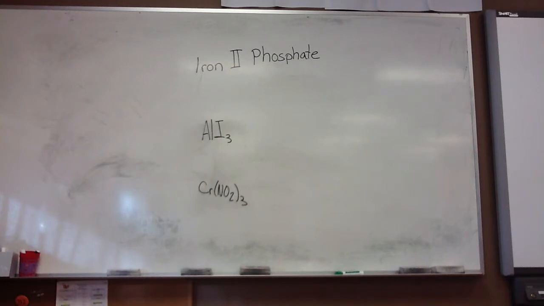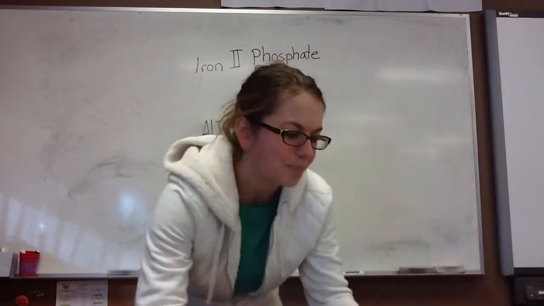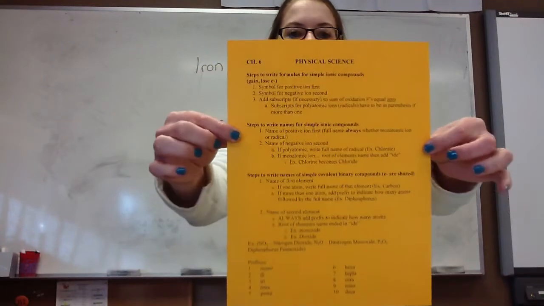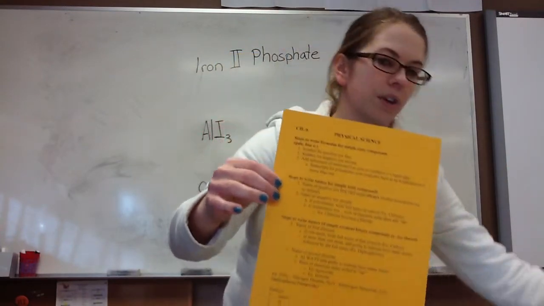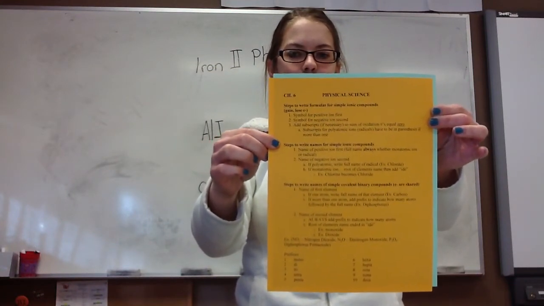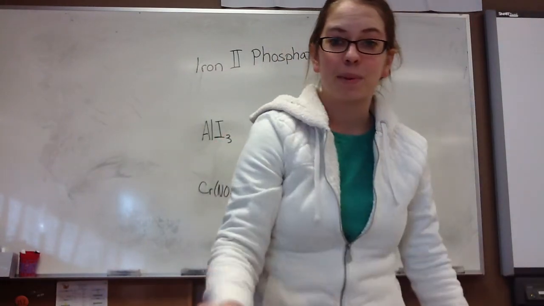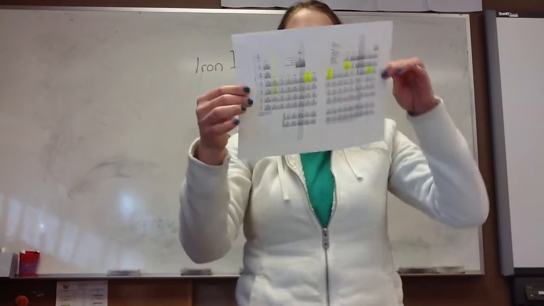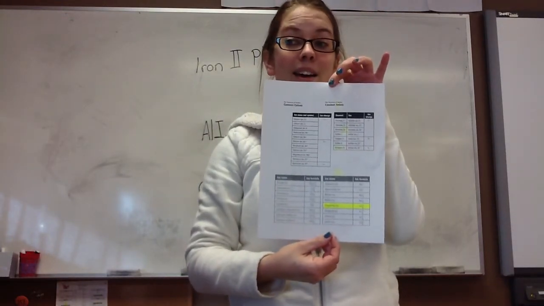We're both going to write the symbol when given the name of an ionic compound, and then we are going to write the name when given the symbol for an ionic compound. Now, I'm sure you remember this worksheet that I gave you. And with it, I gave you this set of Chapter 6 notes on the steps for naming different compounds. You'll need your periodic table and also a list of common polyatomic ions.